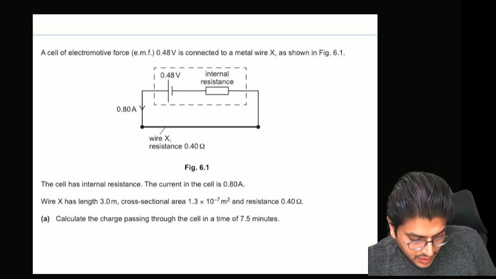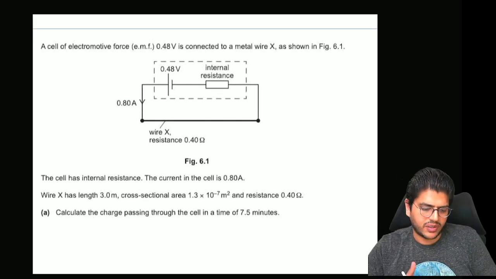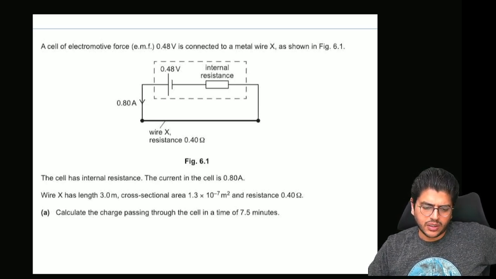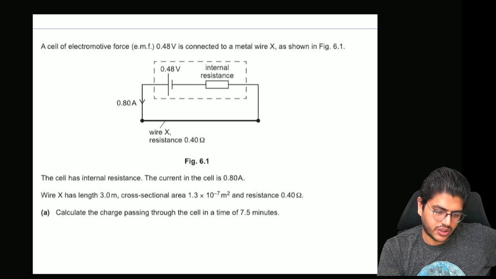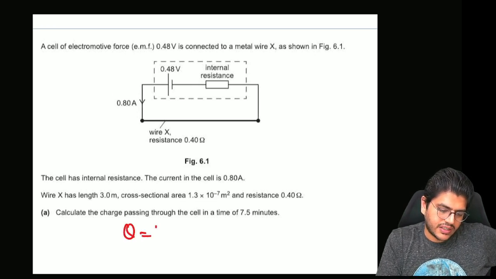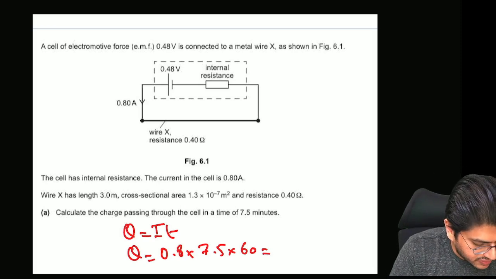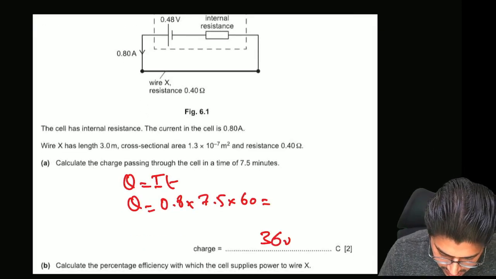Now, a cell of EMF 0.48, this is the third question. A cell of EMF 0.48 volts is connected to a metal wire X as shown. The cell has some internal resistance. We don't know. The current in the cell is 0.8. And the wire X has this length, this area, and this resistance. Calculate the charge passing. Q is equal to IT. So Q is equal to the current, which is 0.8, and the time is 7.5 minutes. Convert minutes to seconds. So 0.8 into 7.5 into 60, and you get the charge as 360 coulombs.